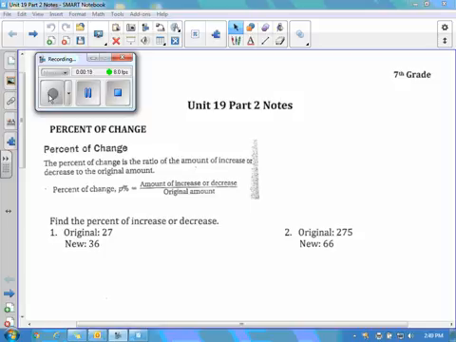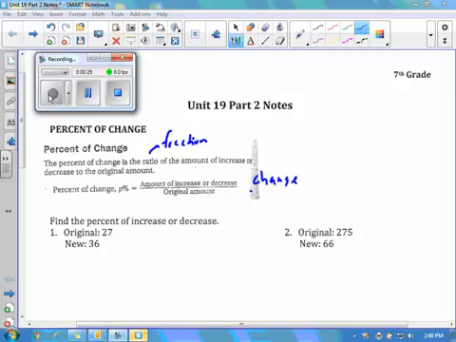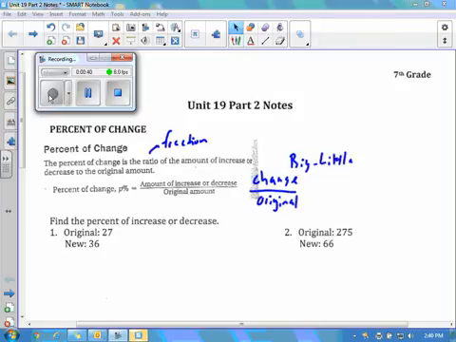So ratio means we're going to put this in fraction form. And we're actually going to wind up making it a decimal though. Where this says amount of increase or decrease, that just means the change over the original. When we do the change, we're always going to do the bigger number minus the smaller number. So big minus little over the original.